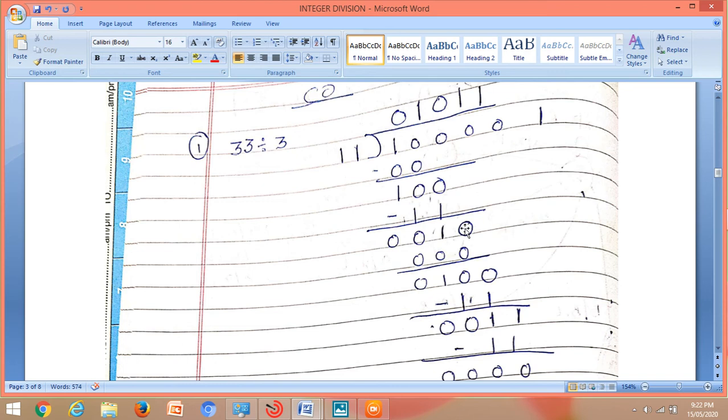Now take the 0 down over here. So what am I getting? 0010. Of course this 00 has no meaning, so we have to consider only 10. Now 11 cannot divide 10, therefore take 0. So 11 multiplied by 0 is 000. The answer I am getting is again 010. Now take this 10 down over here.